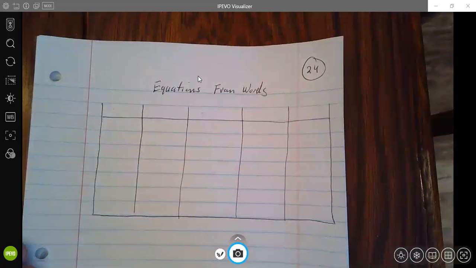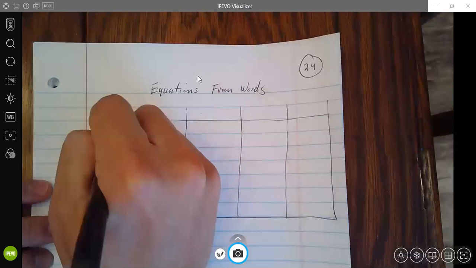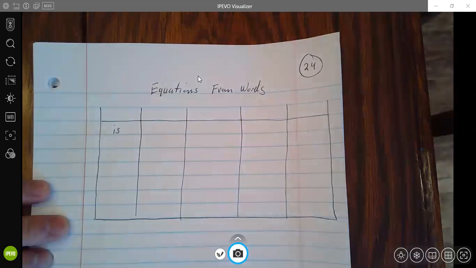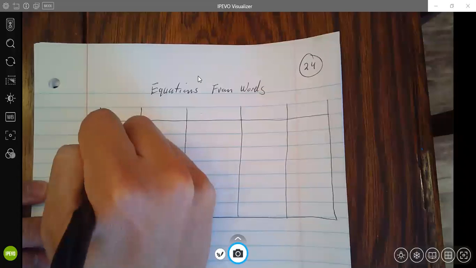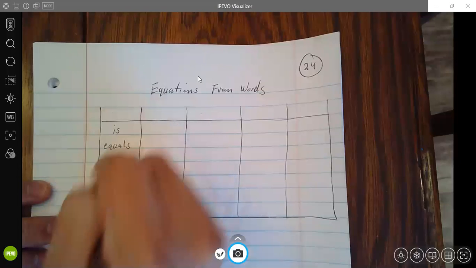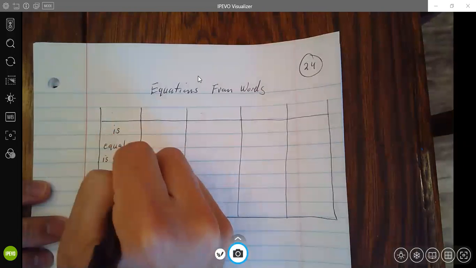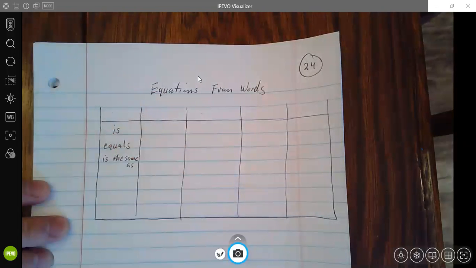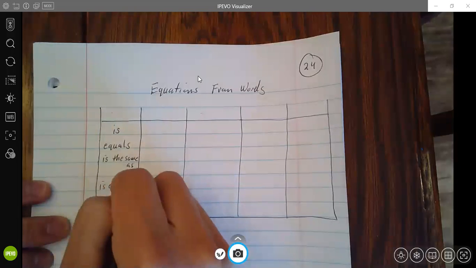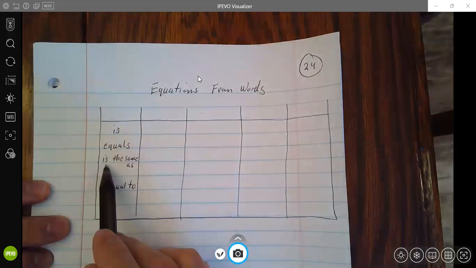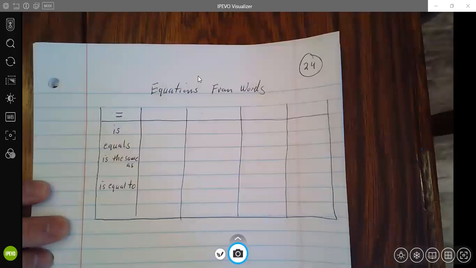All right. In that first column, some words I want you to write here. First one is "is." Second one is "equals." A phrase here is "the same as." And then the last one is "equal to." Is, equals, is the same as, is equal to. If you hear any of that, that's the equal sign.